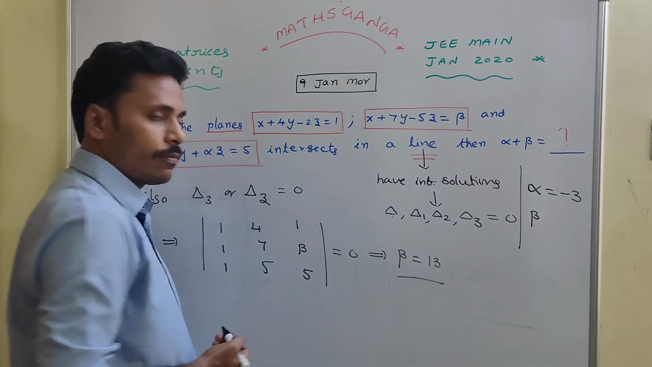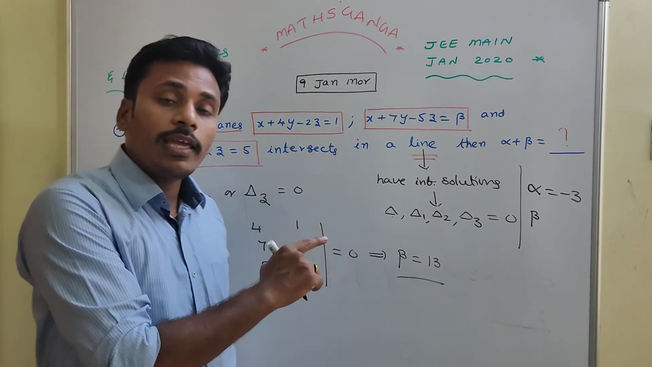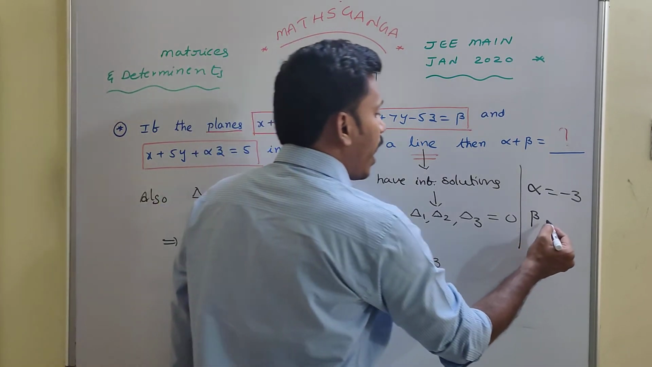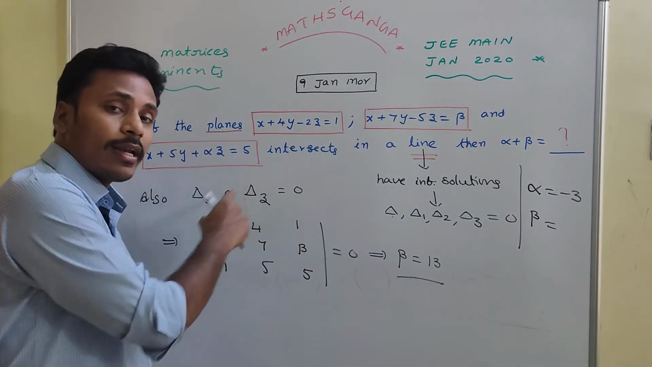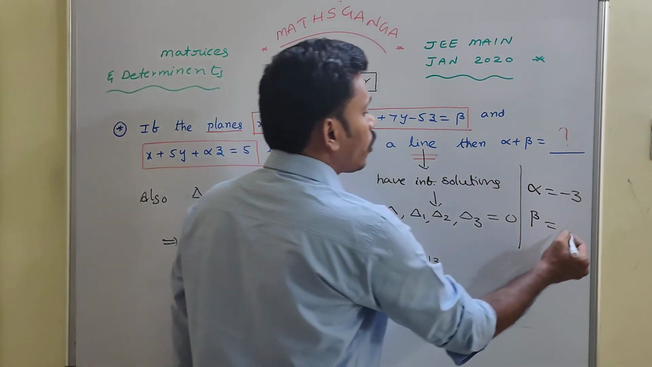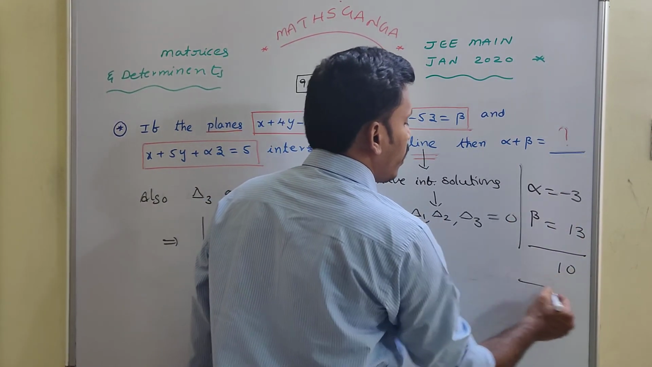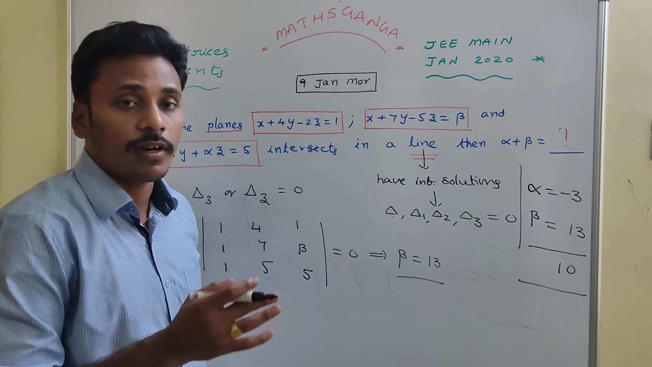You just do it. By finding the determinant of delta, we get alpha is minus 3, and by finding the determinant of delta 3, you will get beta equals 13. As per the question, alpha plus beta is 10, and 10 is your answer for this problem.